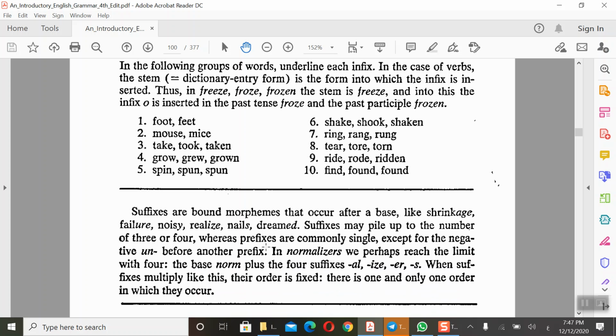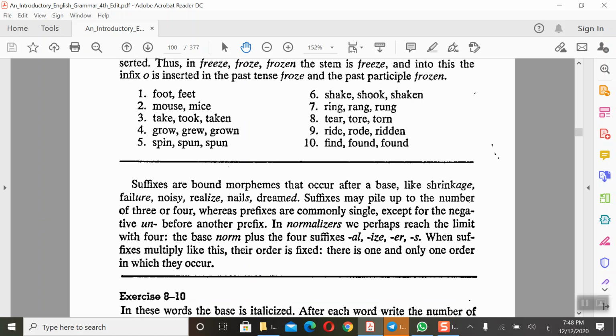The last type is suffixes. Suffixes are bound morphemes that occur after a base, at the end. Shrinkage, failure, U-R-E, noisy, Y, realize, I-Z-E, nails, S, dreamed, E-D. Suffixes may pile up to a number of 3 or 4, whereas prefixes are commonly single, except for the negative UN before another prefix.